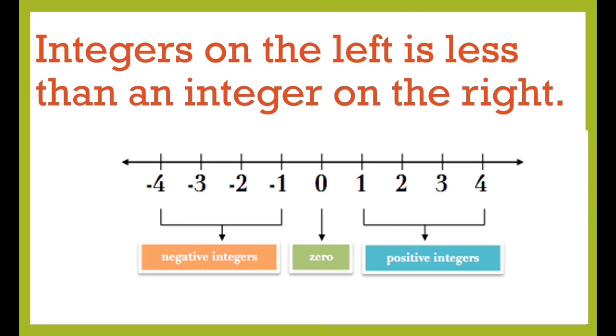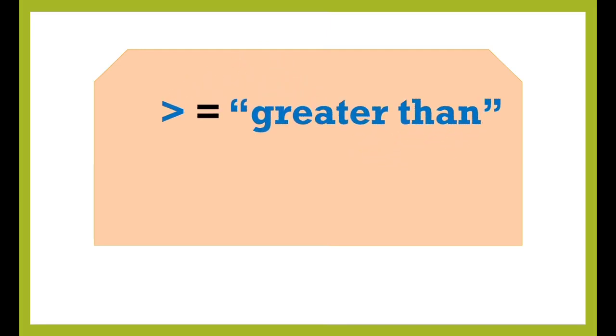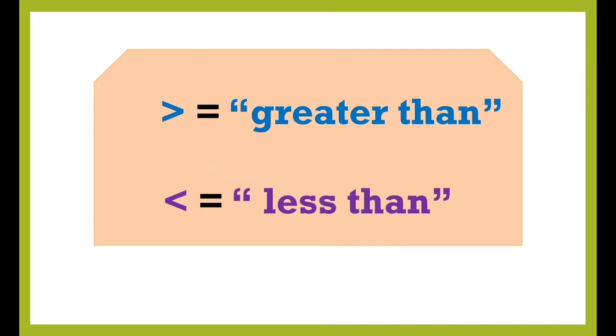As we all know that positive is bigger than negative. So we have this sign for greater than or bigger integers, and we have this sign for less than or smaller integers. Always remember that in comparing two integers, the narrow part is always pointed on the smaller number.